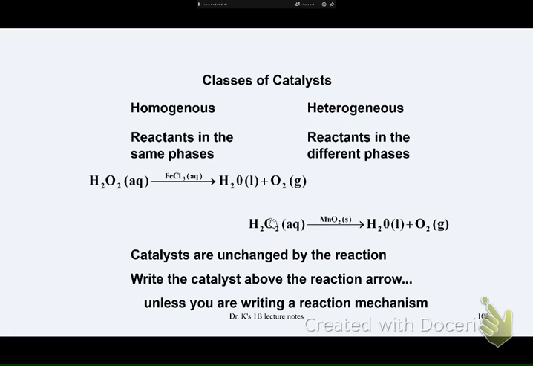Another catalyst for this very same reaction is manganese dioxide, manganese 4 oxide. It's heterogeneous because it's a solid where H2O2 is a liquid, right? And so it's in aqueous phase. So this would be heterogeneous. Now, we put them on top of the reaction arrow because they don't actually show up in the overall reaction, but they do actually participate in the reaction. They help facilitate the reaction.